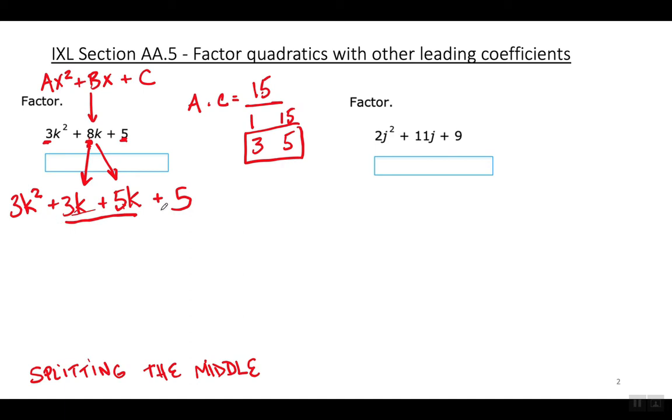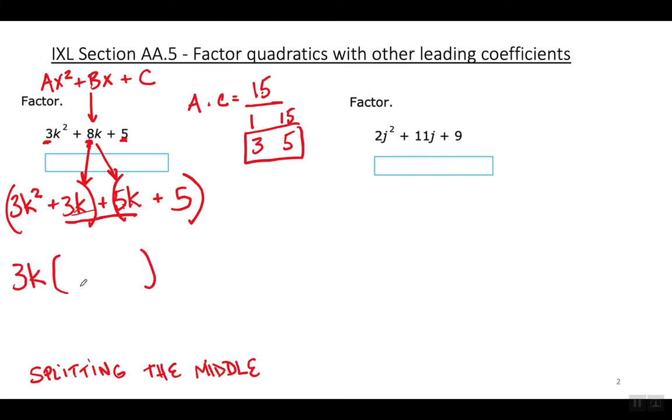Okay, now that I got to split it up like that, now I'm going to do what's called factor by grouping. Factor by grouping, which means I'm going to put parentheses around this part and parentheses around this part and take out the greatest common factor. So what's the greatest common factor in this expression? 3k.